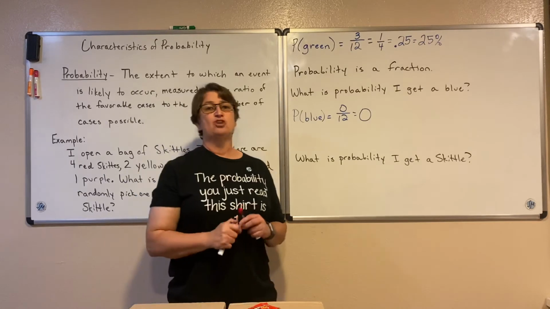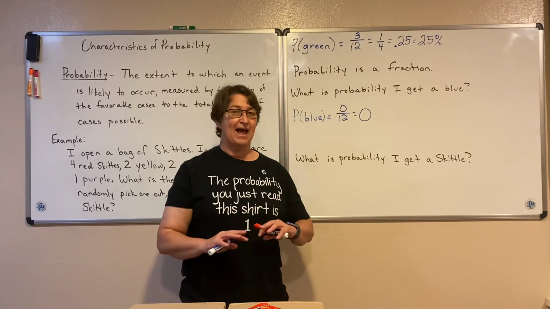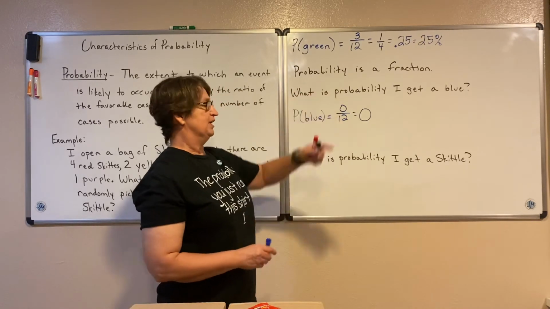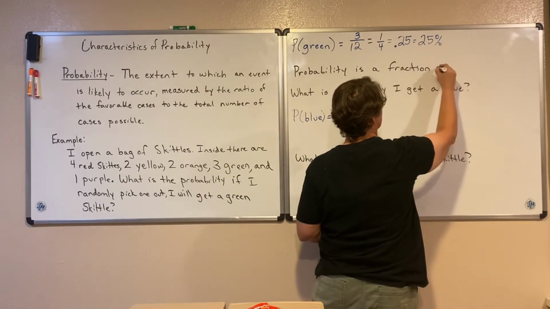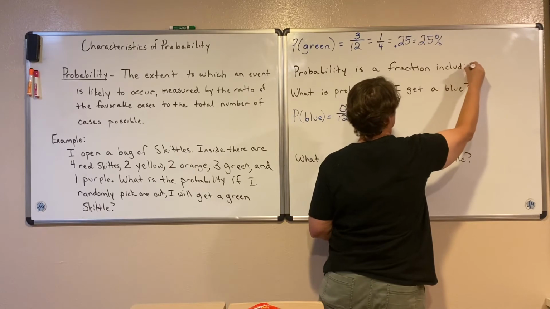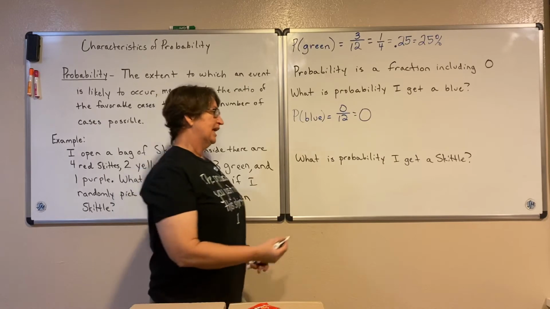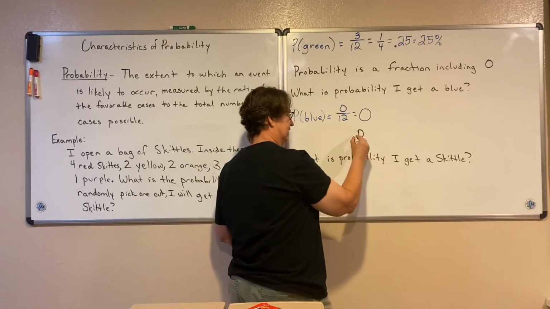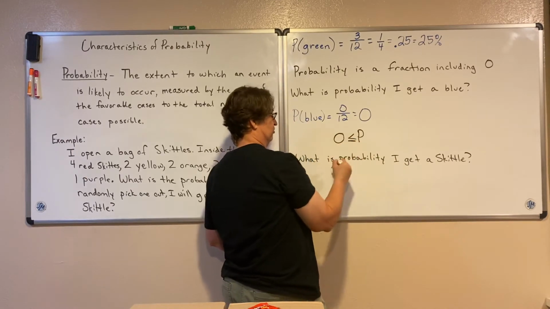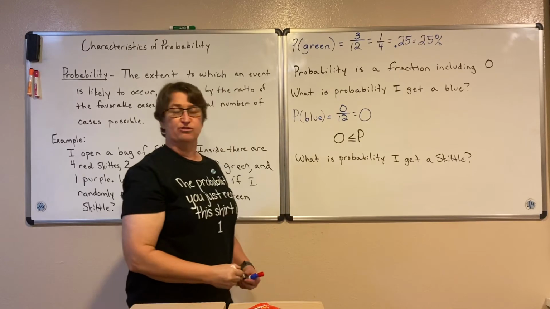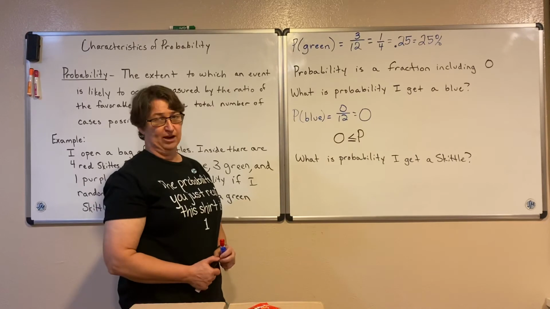So if something is not probable, then we say that probability is 0. It can't happen. So when I say probability is a fraction, it's a fraction that includes 0 as well. So my probability has got to be greater than or equal to 0. So in this case, it's actually equal to 0 because it's not probable. So when your probability is 0, it means it cannot happen.